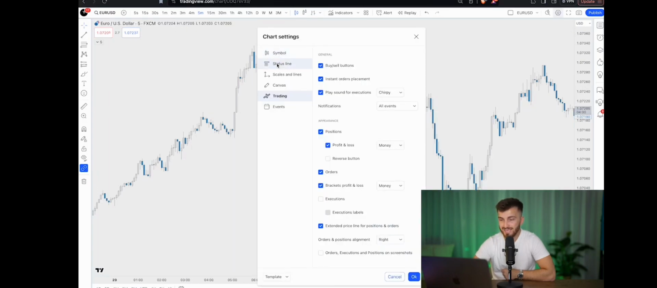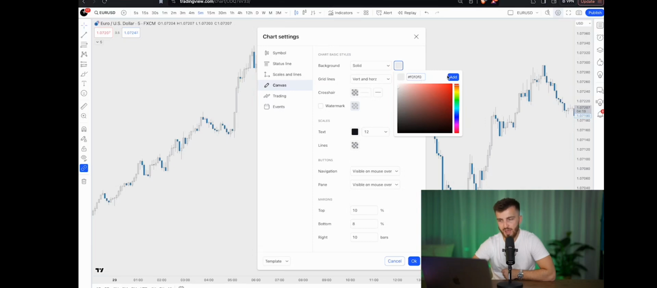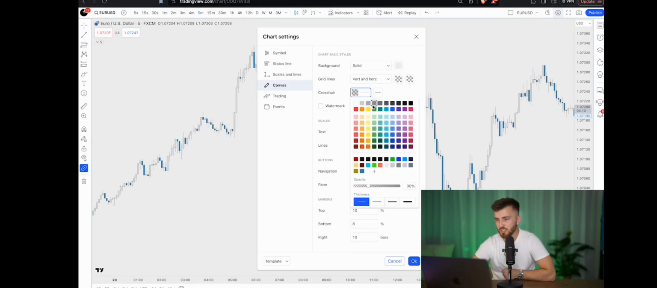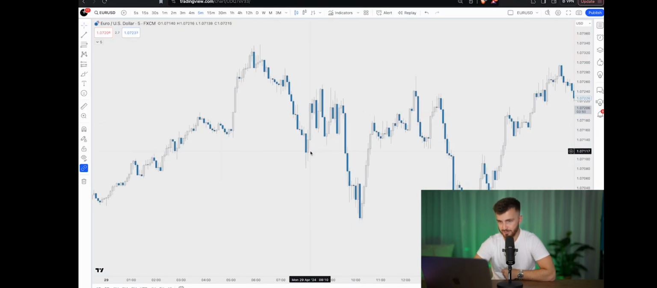Now, the background is actually not white, because white is actually very aggressive, but for the canvas, I have F0, F0, F0 as the background. And then my crosshair is the fourth shade of white, I guess, and the opacity is 30%, because that allows the crosshair to help me, but at the same time, not go over the candles.